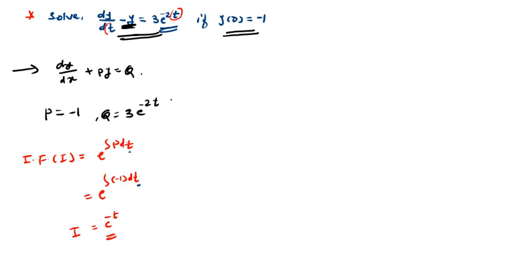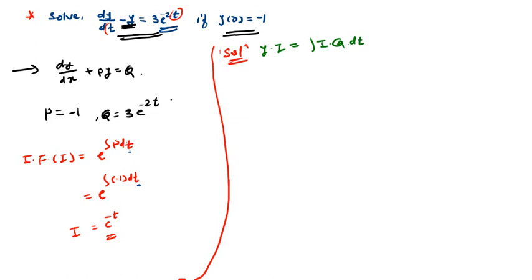Okay, now once you get the integrating factor, you can find the solution. Its solution will be given as y times the integrating factor equals the integral of the integrating factor times q dt. Here also we need to change the independent variable to dt, plus c. So put the value: y times e to the power minus t equals the integral of e to the power minus t times q, which is 3 e to the power minus 2t, dt plus c. Okay, so this 3 is a constant.